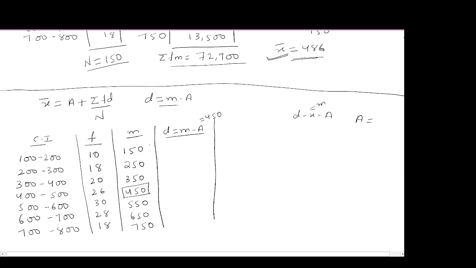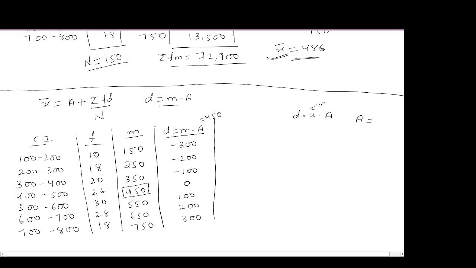Now as usual, d is equal to m minus a. So 150 minus 450 is minus 300. 250 minus 450 is minus 200. 350 minus 450 is minus 100. 450 minus 450 is 0. 550 minus 450 is plus 100. 650 minus 450 is plus 200. 750 minus 450 is plus 300. So this is how d value should be calculated by subtracting the assumed mean from the m values.